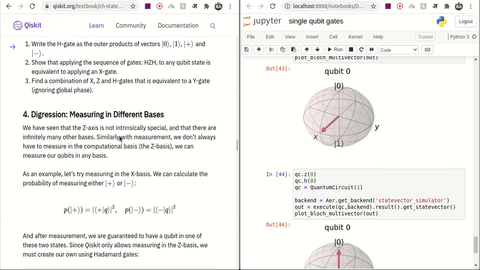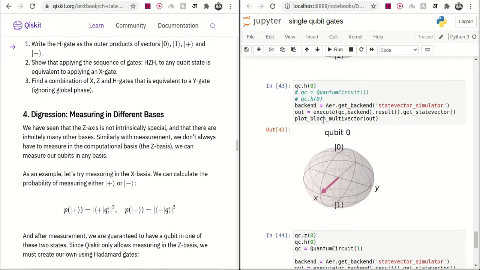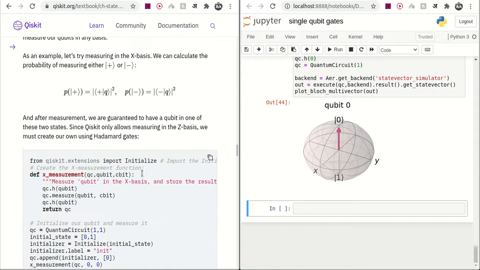Now, measuring in different bases. Since we have these qubits on different axes and we have three different bases, z, x and y, we can ask: what if we try to measure a 0 qubit and a 1 state in the x basis, or if it is in x, we measure it in z? What can happen? Let's see.